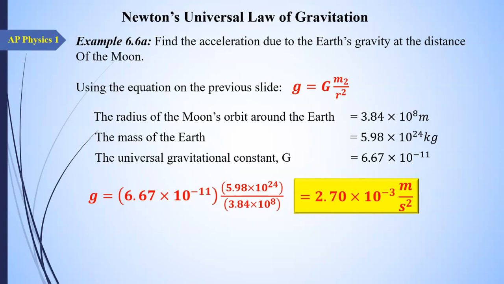So you see it's much, much less than the 9.8 meters per second squared that we have on Earth. It's a tiny fraction of that. It's 2.7 times 10 to the negative 3 meters per second squared, because gravitational attraction is a function of the distance from a planet, and the moon is 250,000 miles away from the Earth.